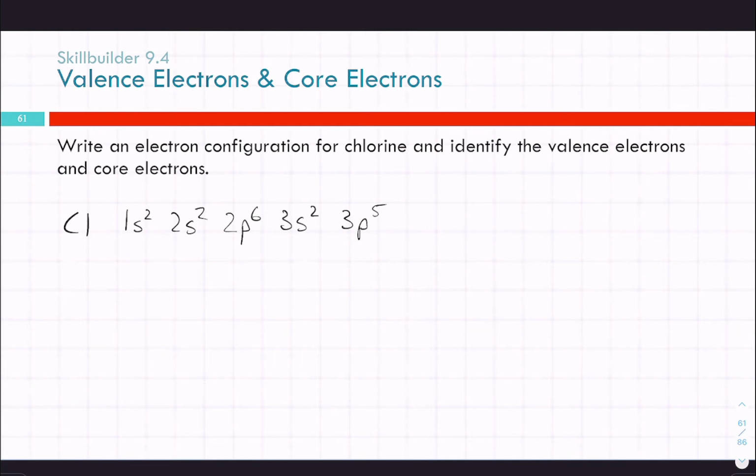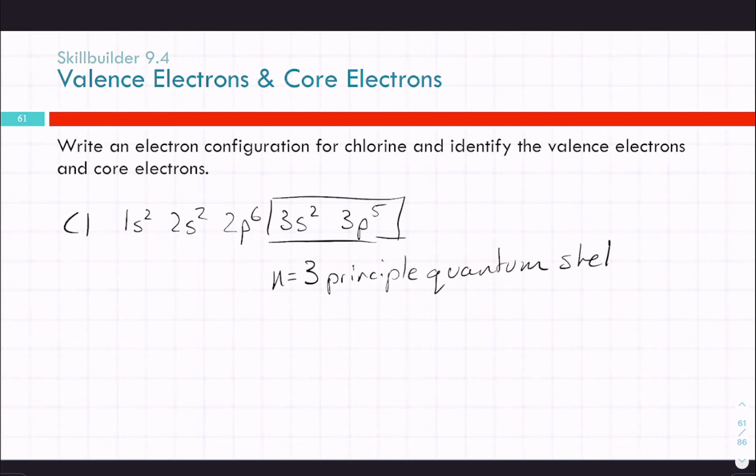So what are our valence electrons for chlorine? 3s and 3p, yeah. So these ones that are in our n equals 3 principal quantum shell. So the number in front of the letter is the principal quantum shell. Those are our valence electrons.